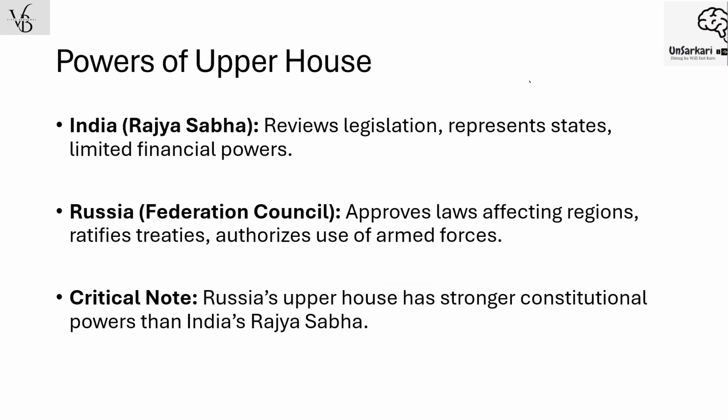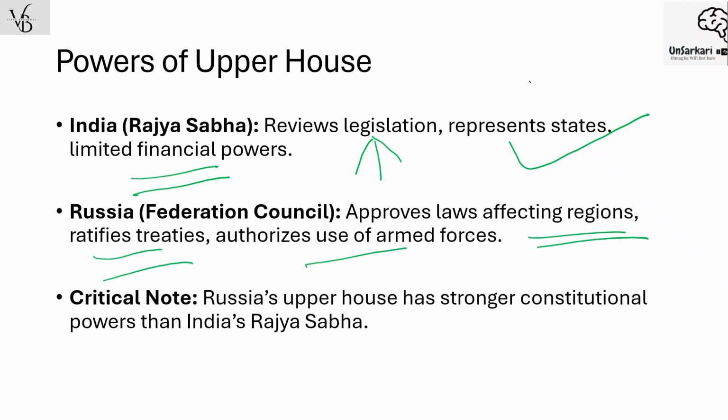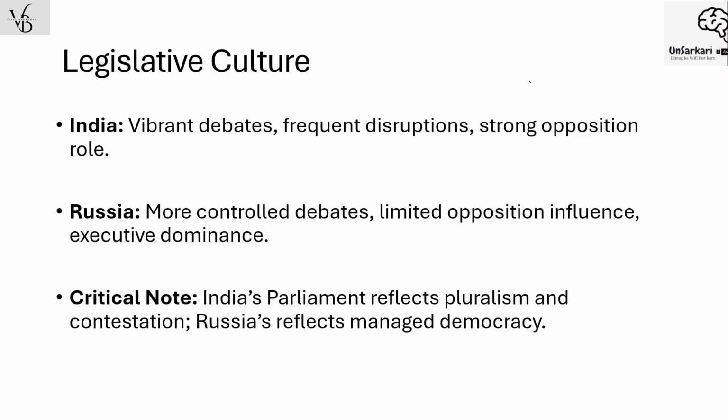Powers of the upper house: Rajya Sabha can review legislation, it represents states, and it has limited financial powers. But in Russia, the Federation Council approves laws affecting regions, ratifies treaties, and authorizes use of the armed forces. That means certain power is there. And Russia's upper house has stronger constitutional power than Rajya Sabha. Legislative culture: India has a vibrant and very strong role of the opposition. But in Russia, there are more controlled debates, limited opposition influence, and executive dominance also.